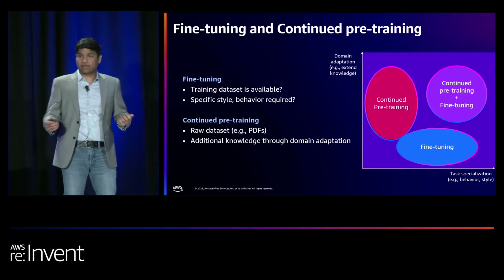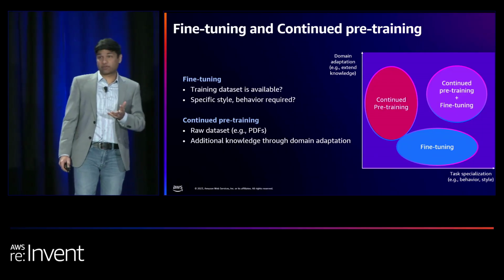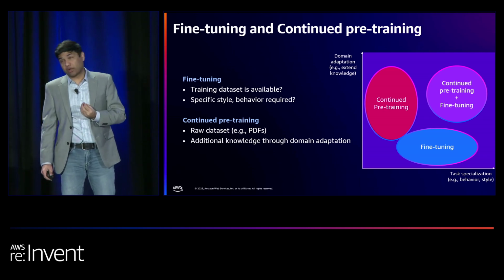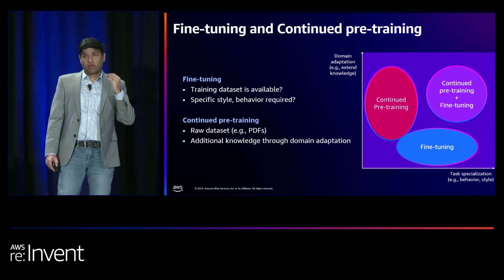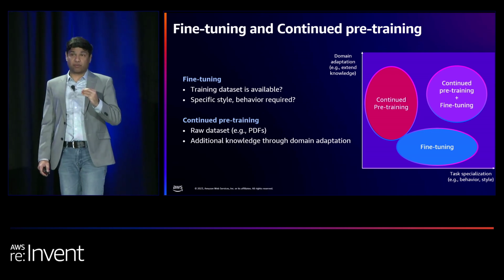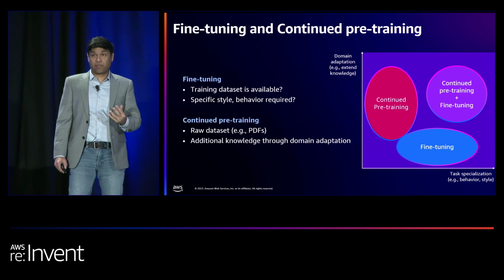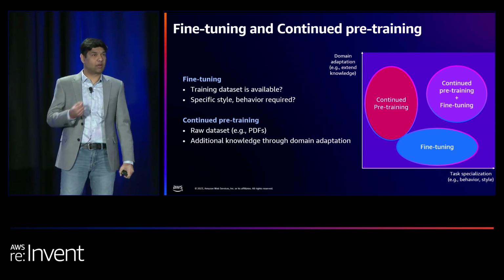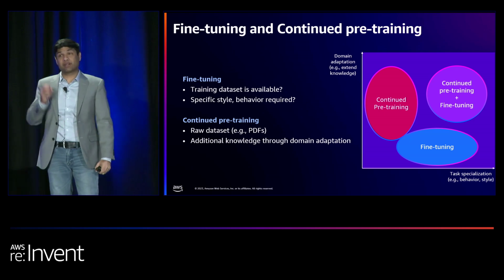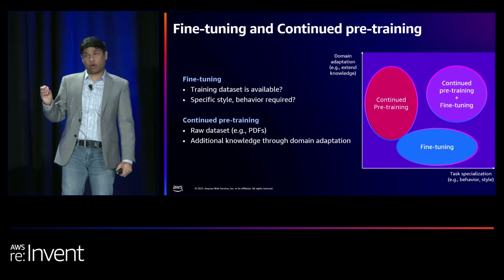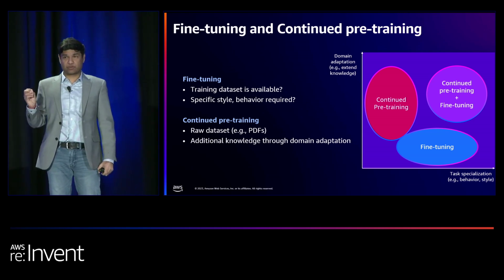So what are the types of customizations? There are two types of customizations. One is fine-tuning, and another one is continued pre-training. With fine-tuning, you're trying to achieve task-specific performance, like style. Or, for example, let's say you want to summarize a document in a specific format. Then for that, you would fine-tune a model by giving it examples.